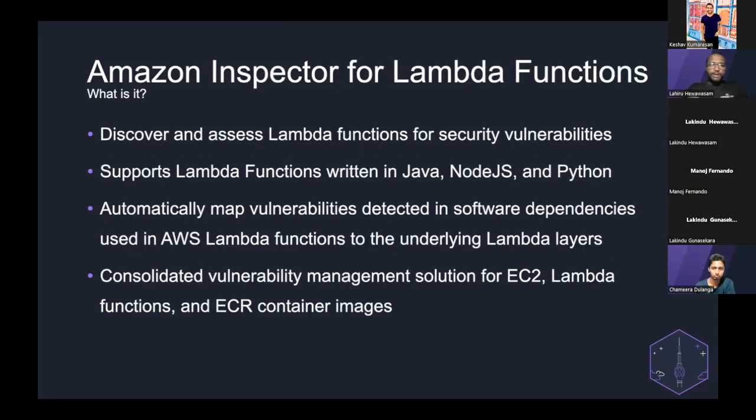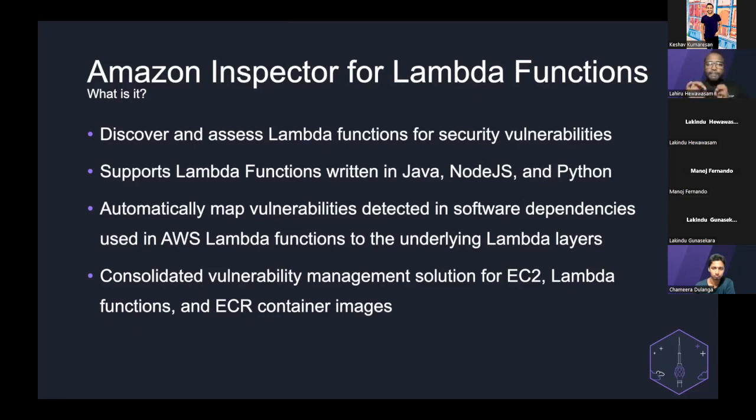Next, we have Amazon Inspector for Lambda. Now, Amazon Inspector has been there for EC2, ECR, container images, and all this sort of good stuff. But this time, Amazon Inspector supports Lambda functions. This allows Amazon Inspector to discover and assess Lambda functions for security vulnerabilities. At the moment, it supports Lambda functions written in Java, Node.js, and Python. It's quite important.